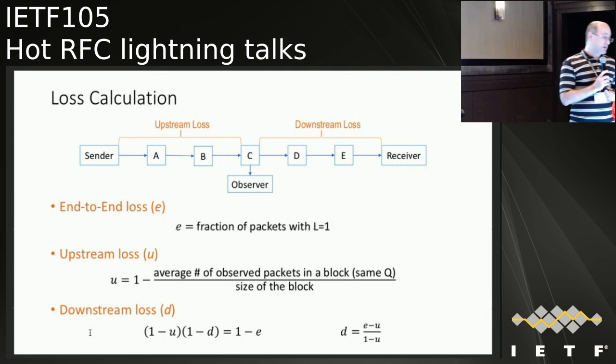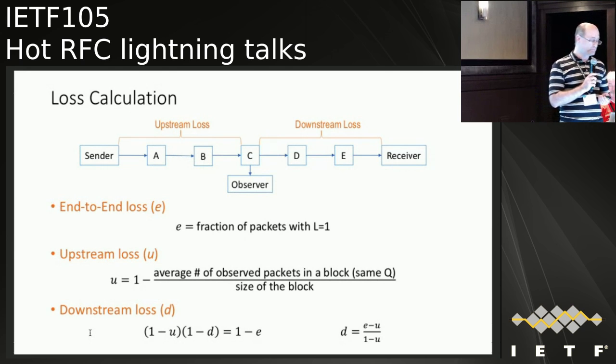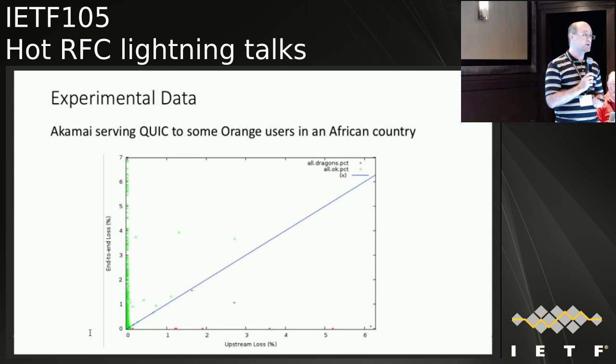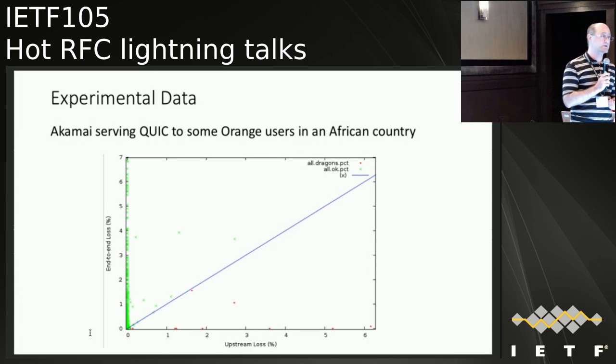Okay, how can we use that? How is it useful? So end-to-end loss is pretty simple. It's just the fraction of packets with L equals one bits that the observer observed. Upstream loss is basically how many bits with a particular Q value are missing from a block. Once you have end-to-end and upstream loss, you can figure out the downstream loss. Pretty cool. So it's cool in theory, but we decided to test it in practice. Akamai has implemented a scheme based on this in our deployed servers, and we've been serving QUIC traffic to some Orange users in a number of countries for some time, and there is data for it, actually, real-world data, not simulator or anything else.